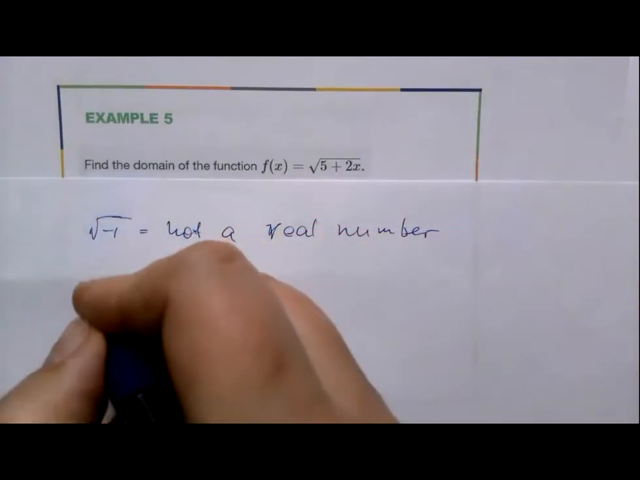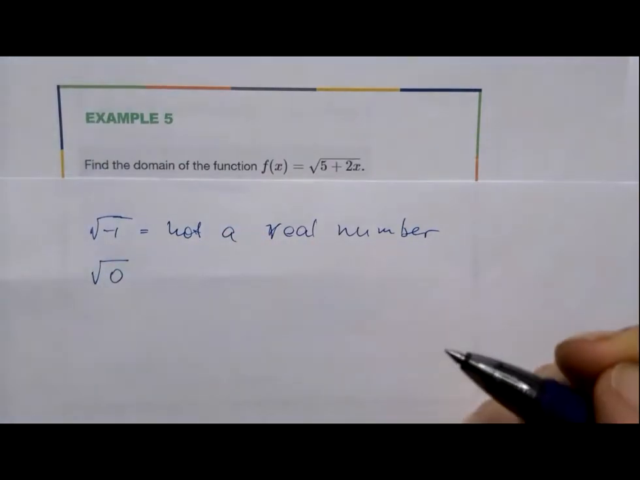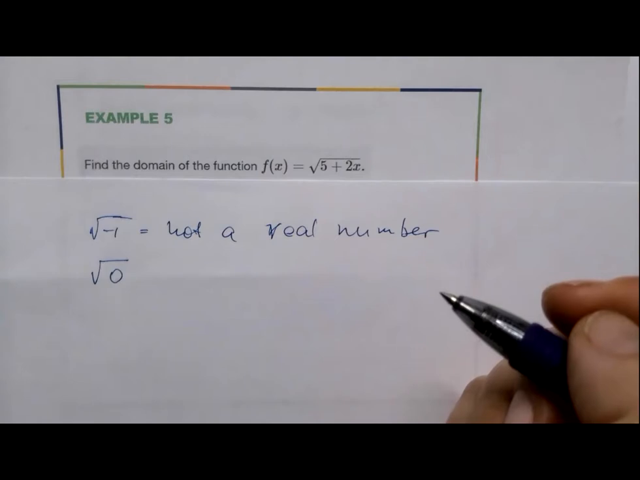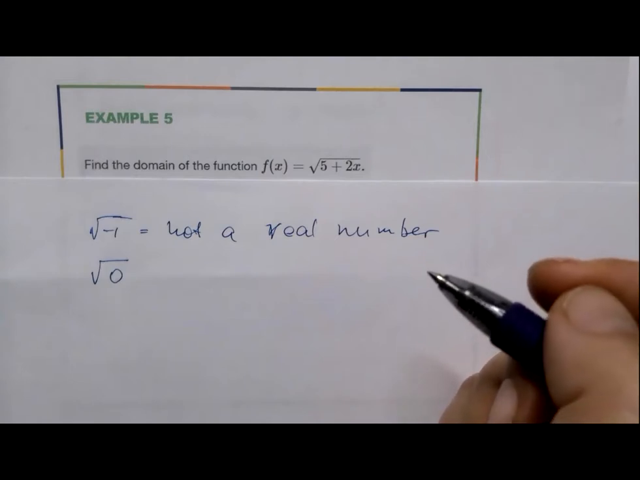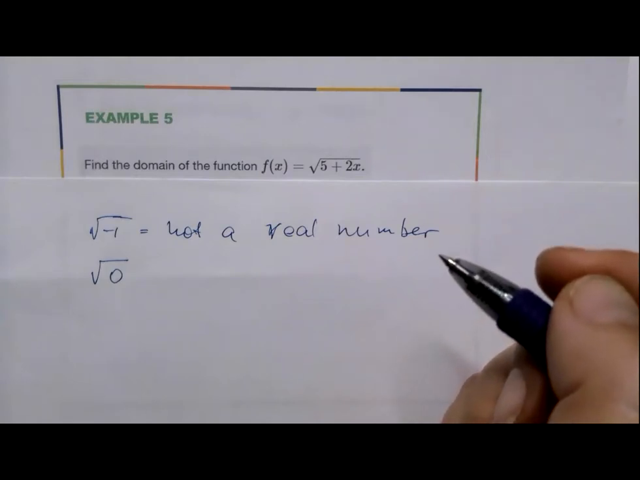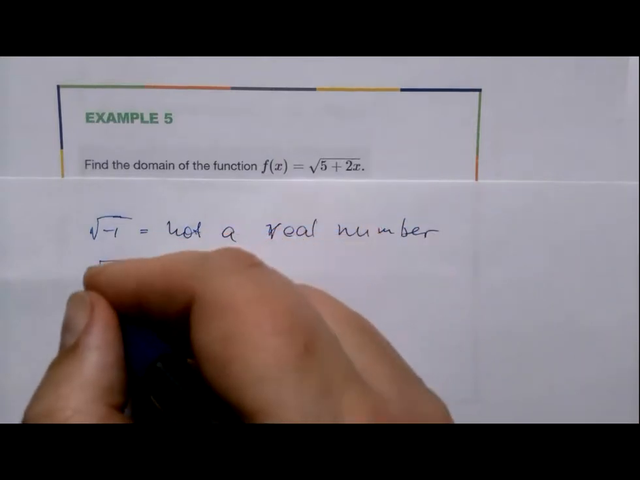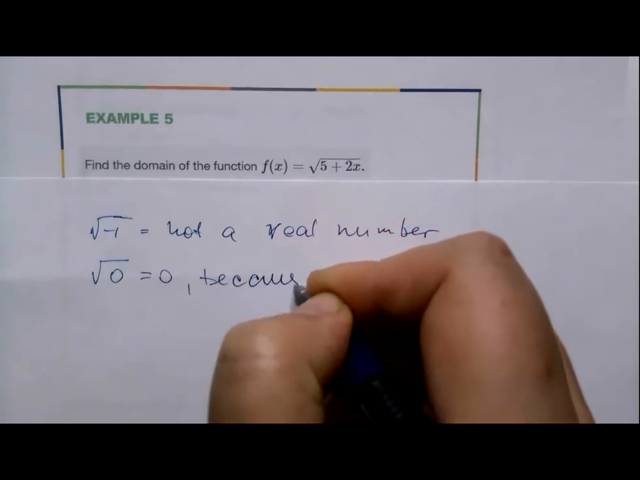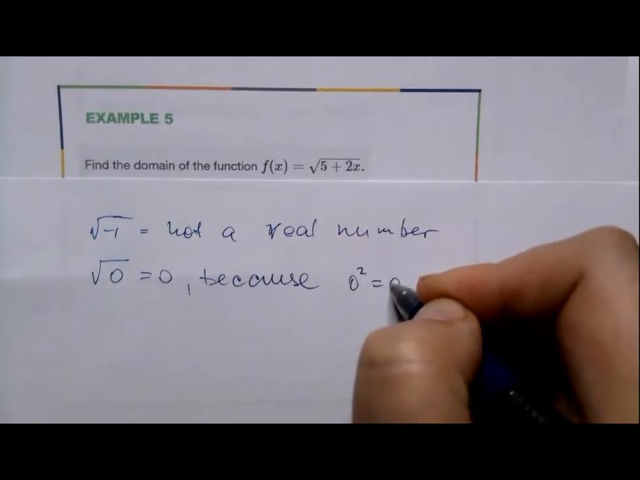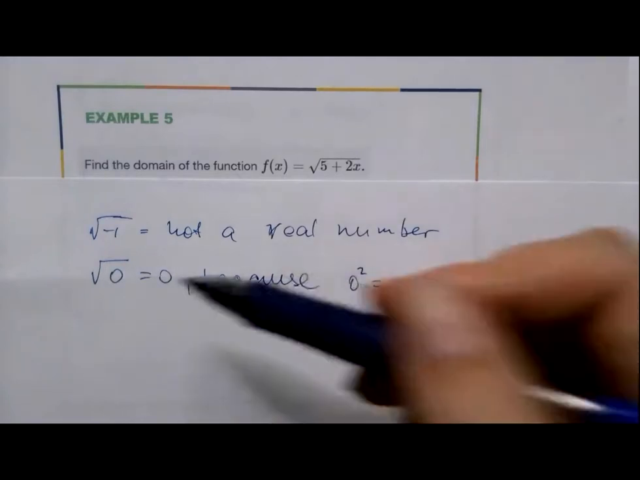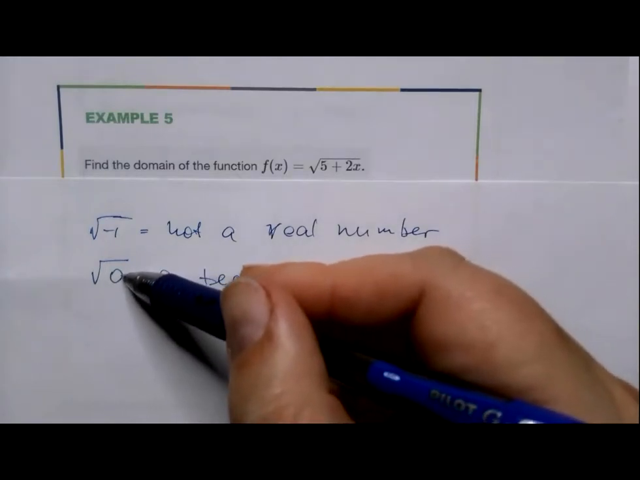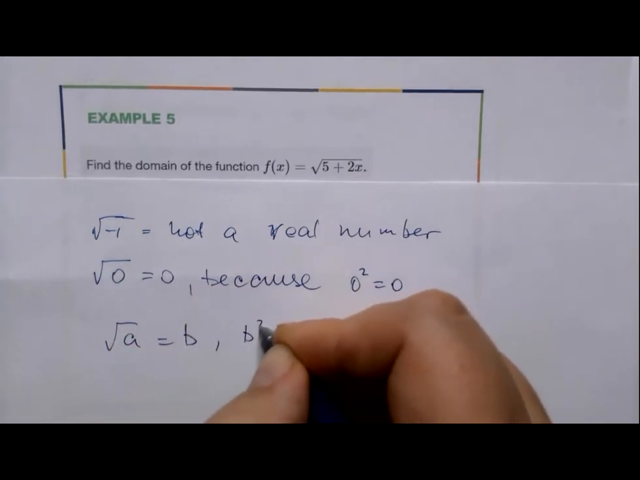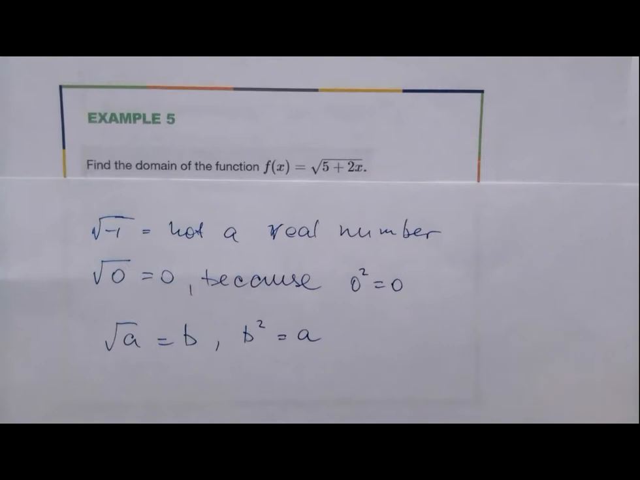Now the question is, are we allowed to have a 0 under the root? I'll give you a second to answer that question. And hopefully you answered yes, and square root of 0 is 0. Why? Because 0 squared is 0. So remember, the definition of the square root: square root of a number a is a number b such that if you square b, you get a. That's the definition of the square root function.